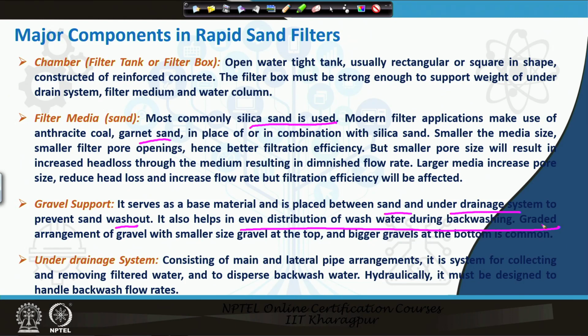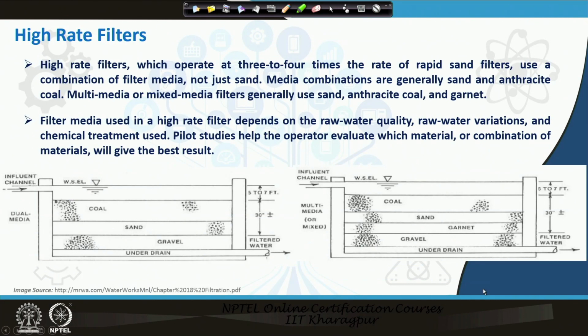And then the under drainage system, which consists of the main and lateral pipe arrangement, is basically the system for collecting and removing the filtered water. Also it disperses the backwash water. So, hydraulically it must be designed to handle the backwash flow rates, because backwash flow rates are usually greater than the normal filtration rates.